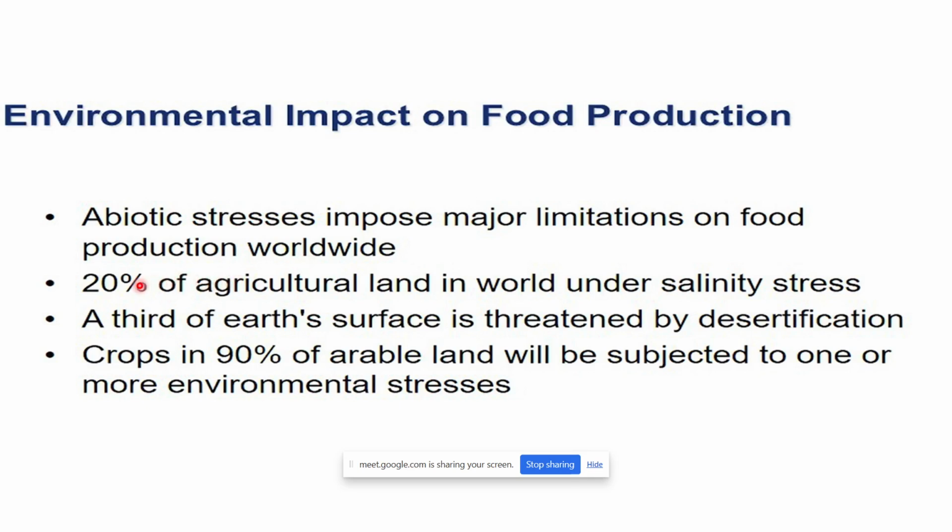And there is only 20% of the agricultural land in the world under salinity stress. So this specific agricultural land will not be able to produce certain crops, whereas certain crops which can tolerate salinity can be produced. So these were certain examples, basically, of the environmental impact on food production. So how exactly can we solve these current problems? We need to come up with certain strategies in order to eliminate these specific problems and still be able to grow the crops which we want for our food, because the current world population is increasing tremendously.